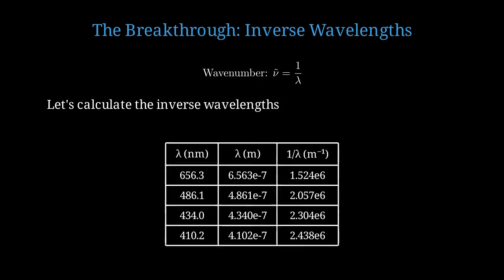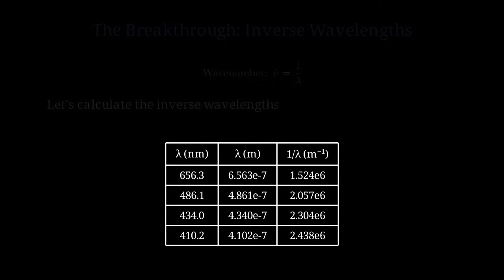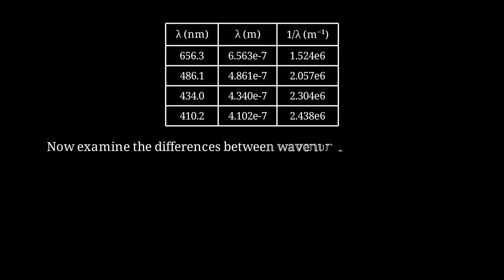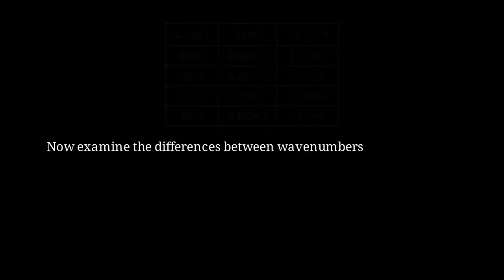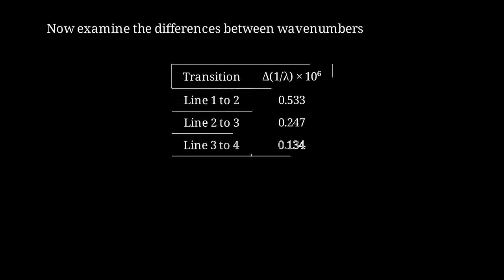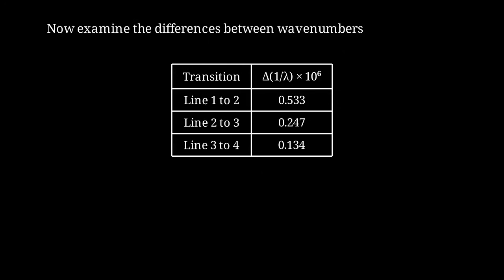Here are our wavelengths converted to meters and then inverted. The first line gives 1.524 times 10 to the 6th inverse meters. The second gives 2.057 times 10 to the 6th, and so on. Now let's look at the differences between consecutive wave numbers. This is where the magic happens. The difference between the first and second wave number is 0.533 times 10 to the 6th. From second to third is 0.247 times 10 to the 6th. From third to fourth is 0.134 times 10 to the 6th.